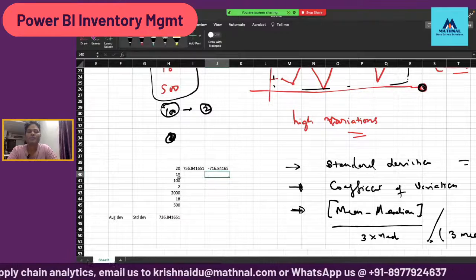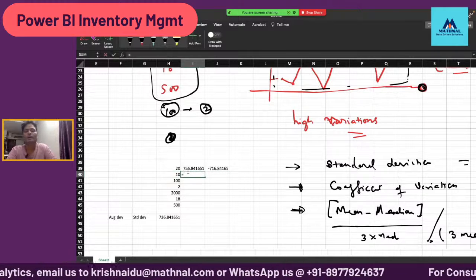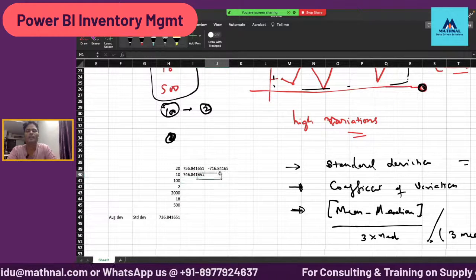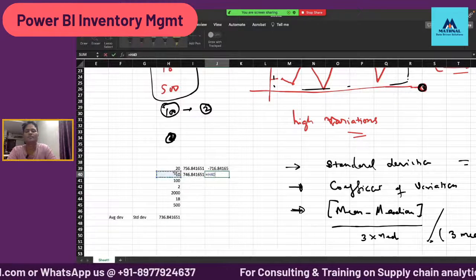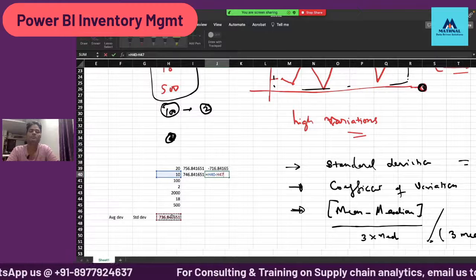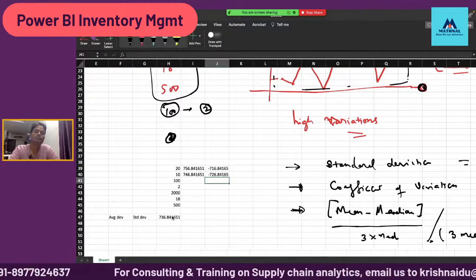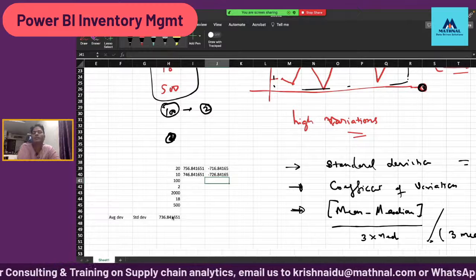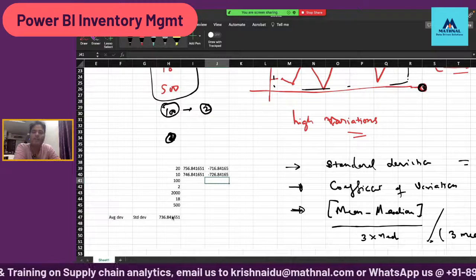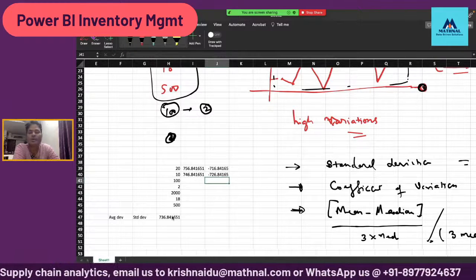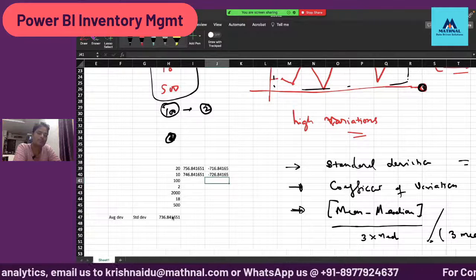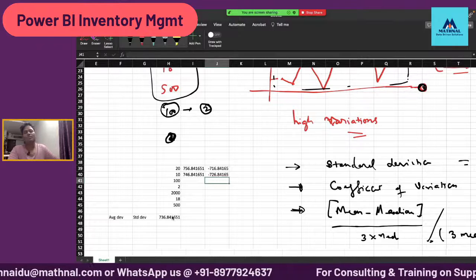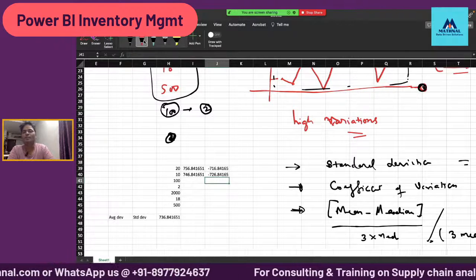Okay, sir. If I make a prediction of 10, it could be 10 plus 736 or 10 minus 736. Like the news poll predicted. If I make a prediction, it could be either plus 736 or minus 736. There's a huge gap, and what happens is if this gap is smaller, then it is good.